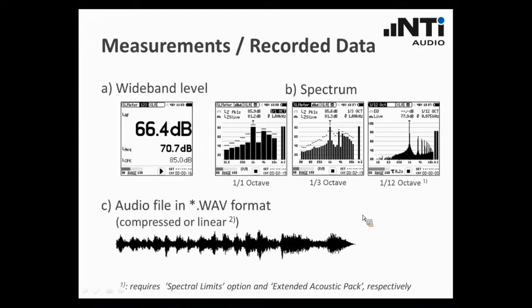There's even a third way of recording data, and that is to record the audio file in wave format. That allows you to listen to the whole event again after it has happened, for instance, if you want to identify a specific event during the recording. We offer this wave file recording in two qualities: the compressed one, which minimizes the amount of memory used on your SD card, or the full linear high resolution wave file recording, which however requires the extended acoustic pack option to be available on the XL2.